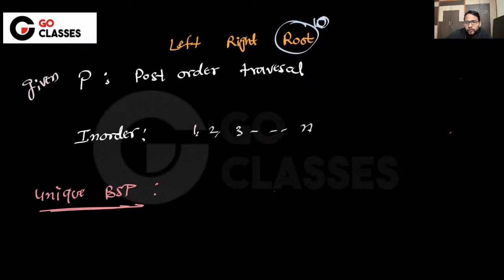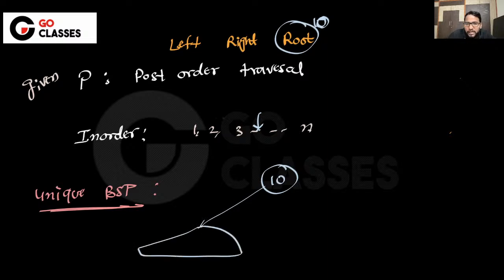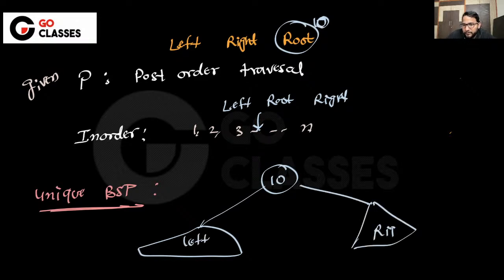Then you understand that this is the root, and based on this you will go to the in order. Here I write in the left, root, right format. So in the in order, if I find the root, whatever is on the left is my left subtree, and whatever is on the right is my right subtree, right? That's how I will be finding out. Let me know if that is okay to everyone.